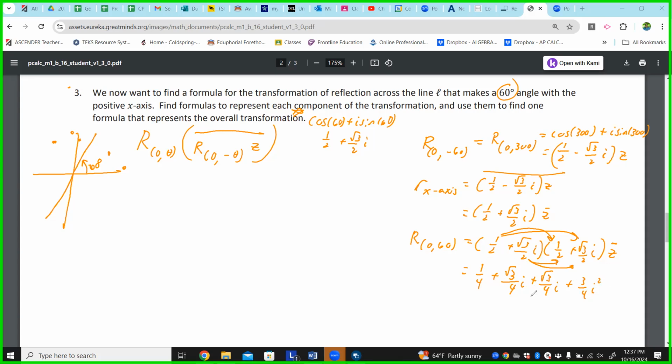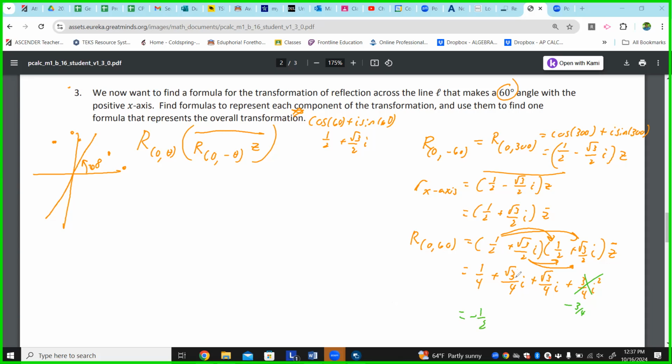All right. So then I know a couple of things. This 3/4 i squared is going to become a negative 3/4. 1/4 minus 3/4 is negative 2 over 4, which is just what? Negative 1/2. Very good.